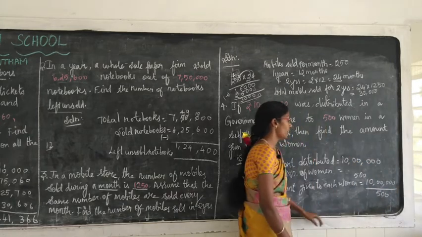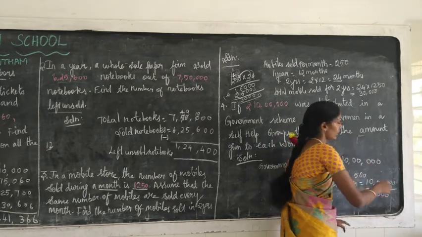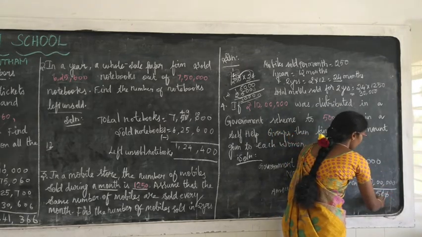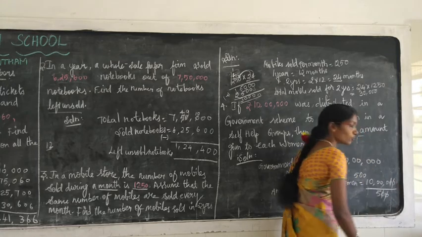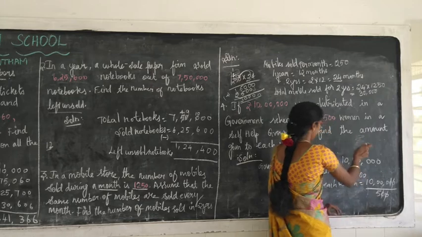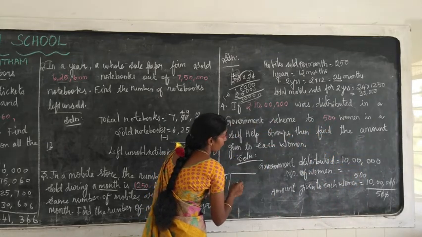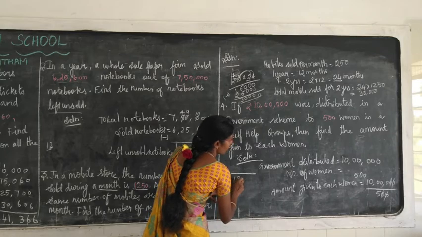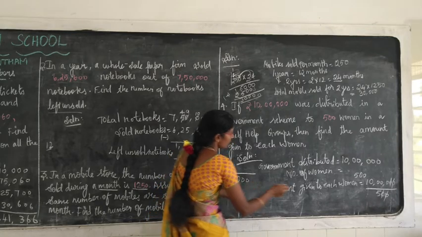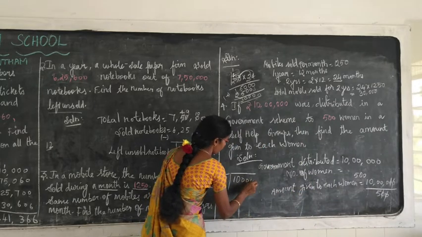So you need not divide by this method. You can cancel easily. If 2 zeros are here, you can cancel 2 zeros here. Then you can divide. So how will you divide? 5 divided by 1, 0, 0. How many zeros remaining? 1, 2, 3, 4. 4 zeros remaining.